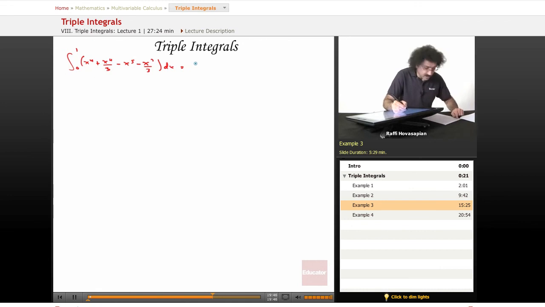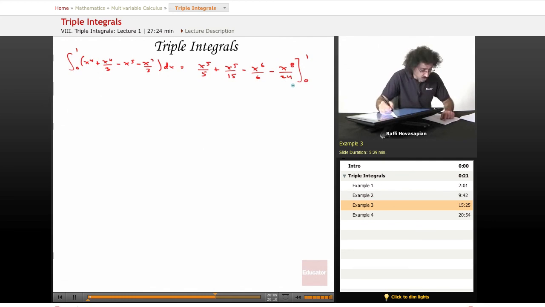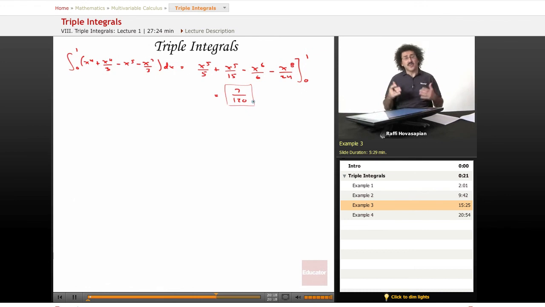And I end up with the following. I should get x to the 5th over 5 plus x to the 5th over 15 minus x to the 6th over 6 minus x to the 8th over 24, and I'm integrating from 0 to 1, and when I put 1 and 0 into there, I get the number 7 over 120. That's it. When you're doing this by hand, you just take it one variable at a time, remembering to hold all of the other variables constant. That's all you're doing. Just integrate slowly and carefully.